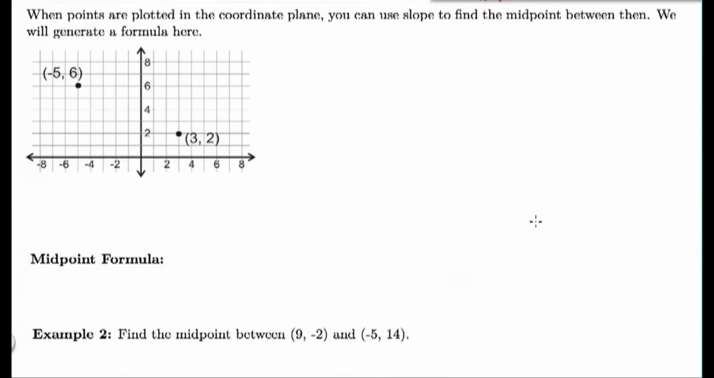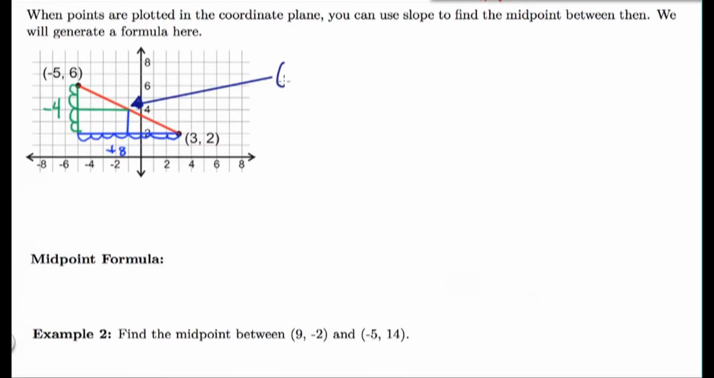Okay, so let's take a look at the midpoint between two coordinates here. If I essentially find the slope here between these 2 points, which means I'm going down 4 and over 8, if I take half of each of those numbers, it gives me the location of the midpoint, which would end up being -1 on the x and 4 for the y. So this is a visual way of finding it.